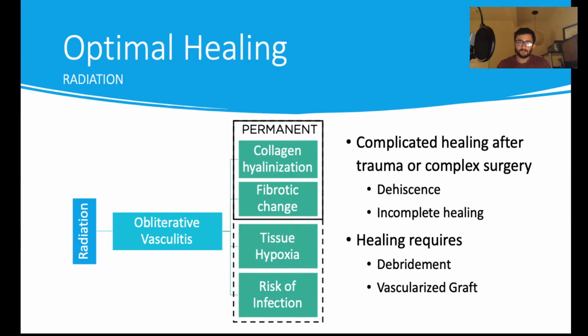So complicated healing after trauma or complex surgery, we think about things like dehiscence and incomplete healing in cases where patients were irradiated. And this healing process can require debridement and vascularized grafts. Now, small wounds in the context of past radiation can even have issues, causing ulceration and infection from opportunistic bacteria. And if the patient has a poor immune response, you end up with progressive necrosis. And you need to remove all that non-vital tissue.